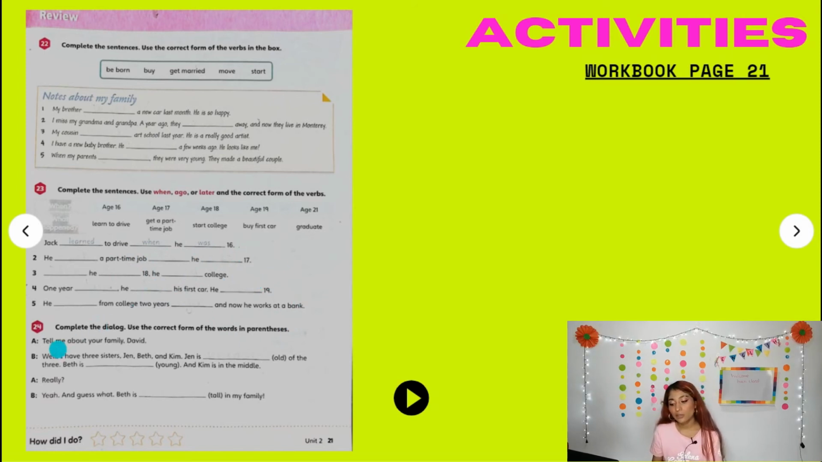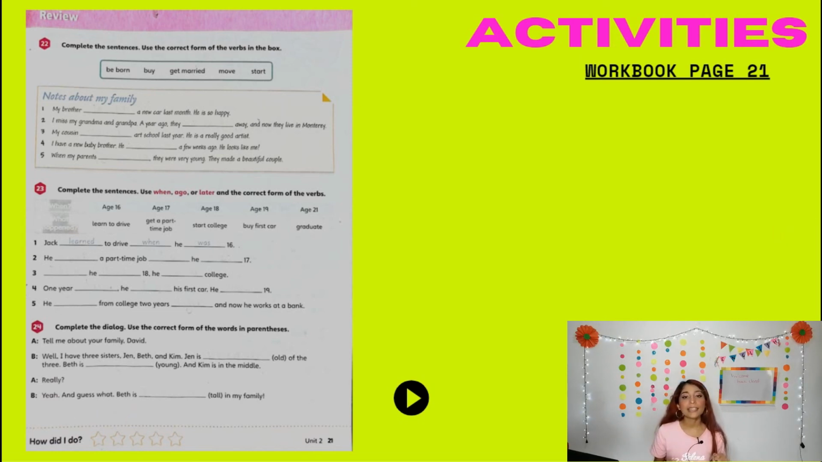When you finish this, you can go to activity 24, and the instruction says, complete the dialogue, use the correct form of the words in parentheses. It's a conversation between A and B. A says, tell me about your family, David. B says, well, I have 3 sisters, Jen, Beth, and Kim. Jen is the oldest of the 3. Beth is blank young, and Kim is in the middle. A says, really? B says, yeah, and guess what? Beth is blank tall in the family.